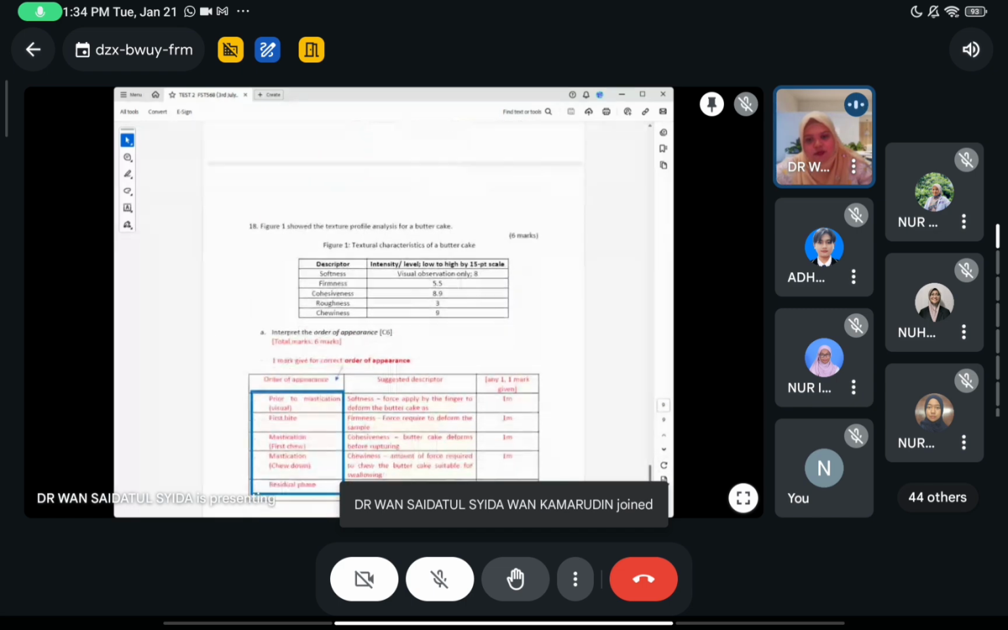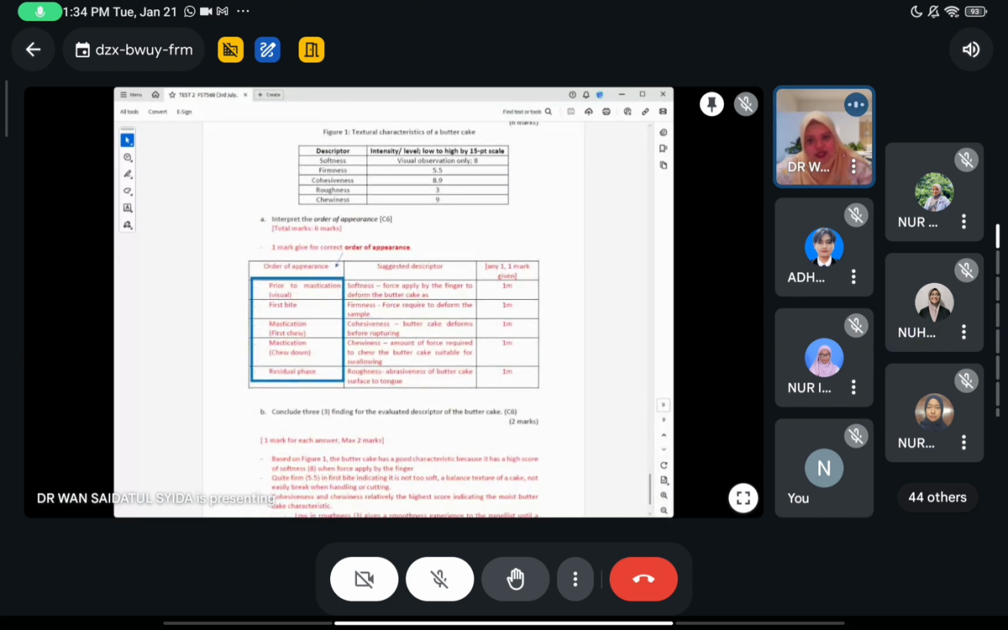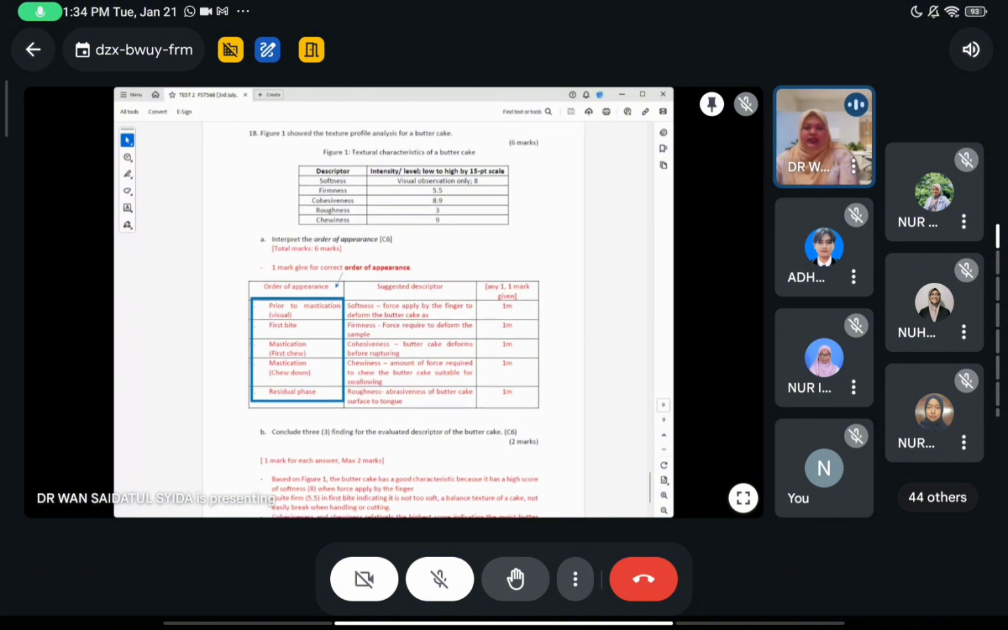Now you go back to your notes. So you have butter cake. Go back to your notes on the butter cakes. It doesn't necessarily have to be a butter cake. It can be other cakes, but this will be the answer. It doesn't matter which cake: butter cake, marble cake, Sarawak cake, chocolate cake. Whatever the question, you have to interpret the order of appearance.